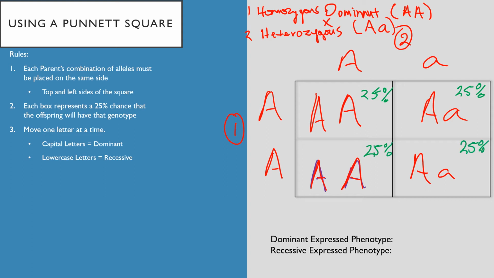So the chances of a dominant phenotype being expressed in this example is actually 100%, because each one of these combinations has at least one dominant trait in them. So there's a 0% chance that these offspring will have a recessive trait showing in the phenotype, but not that they can't pass that on. Okay?